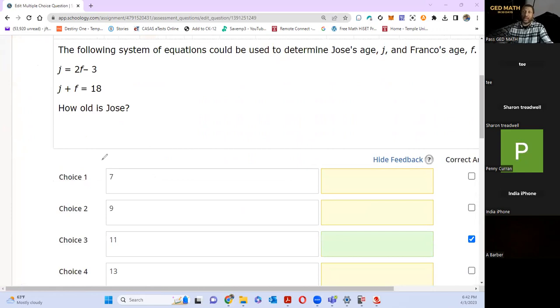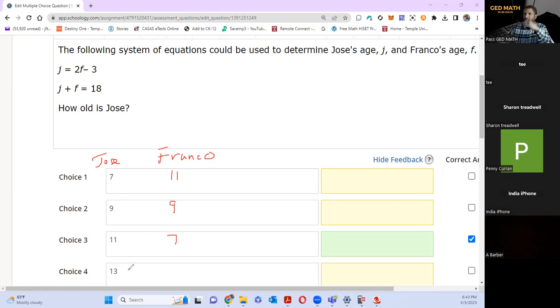We already know Jose was 11. We already know the answer, right? But watch this. They're giving Jose a 7. So if this is Jose, these are the multiple choice. If Jose is 7, Franco would be how old? 11. If Jose is 9, how old would Franco be? 9. You gotta be 9. 18, it gotta equal 18. If Jose is 11, how old would Franco be?